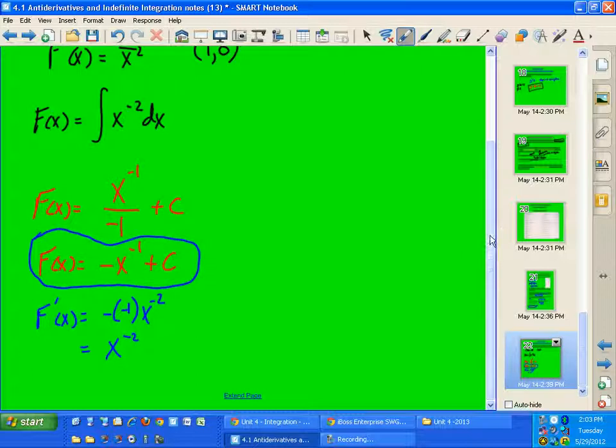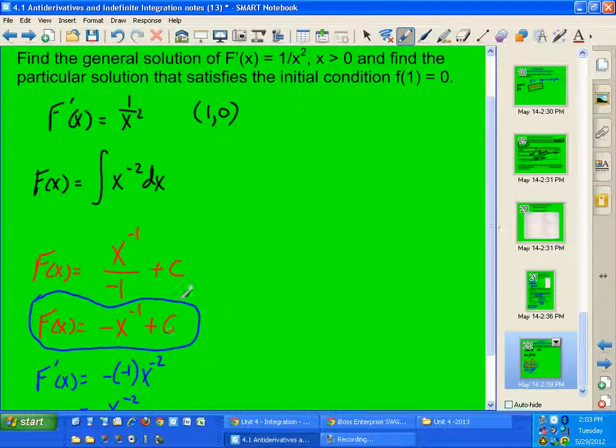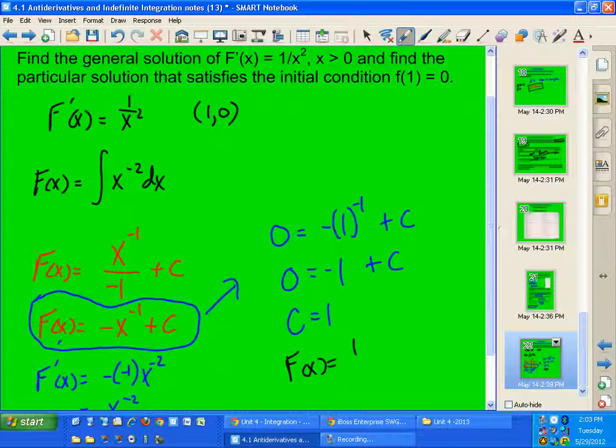Now if I plug in my y is 0 and my x is 1, I can find exactly where it crosses. So y is 0, x is 1 to the negative 1 power plus c. Well, 1 to the negative 1 power is still 1, so 0 equals negative 1 plus c, so that means c has to be 1. So my particular solution, the overall final solution to this problem, is that f of x equals negative 1 over x, plus 1. And that's really what I was looking for when I'm doing this problem.